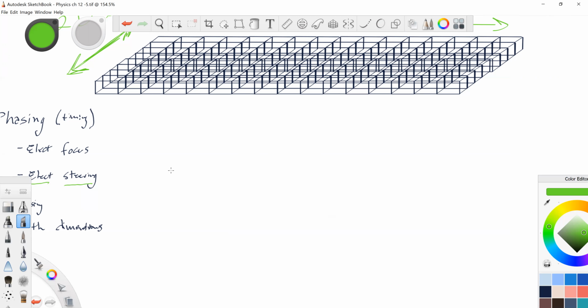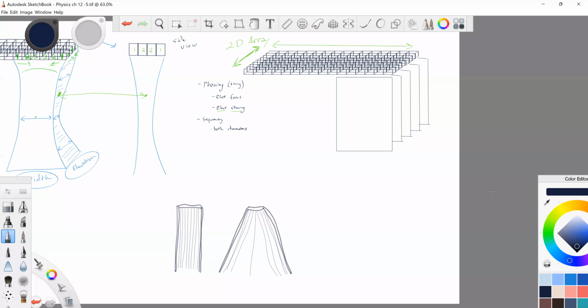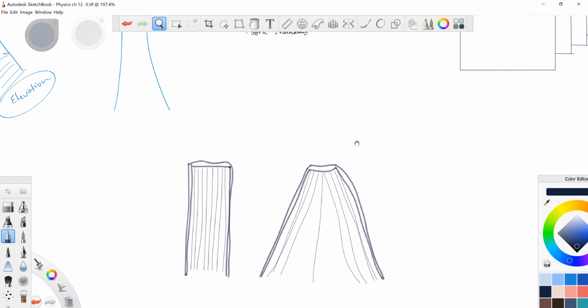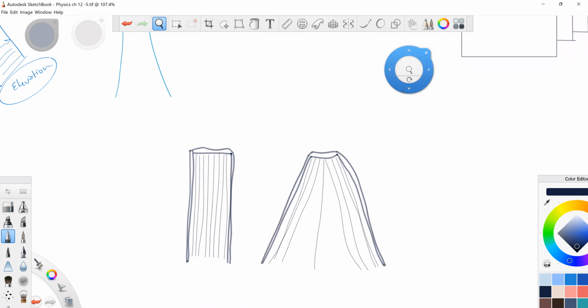So, oh boy. I'm going to pause this for a second because I'm going to have to draw some things and I don't need to have you watch me doing that. So pause. Okay. Magic of Zoom and Sketchbook. I am back. I just spent a few minutes drawing some pictures.